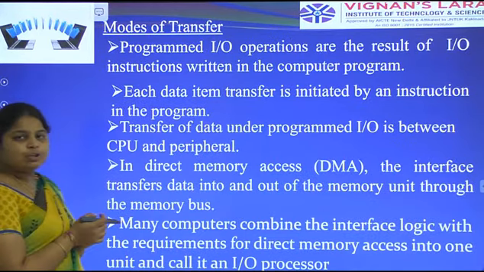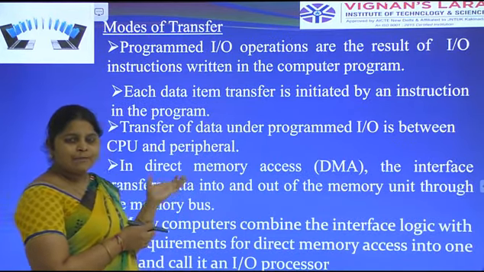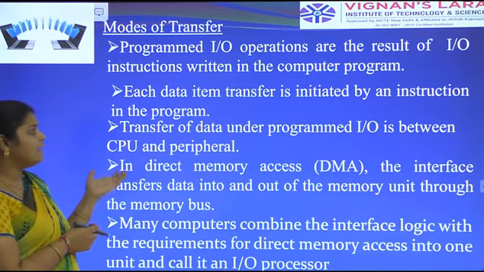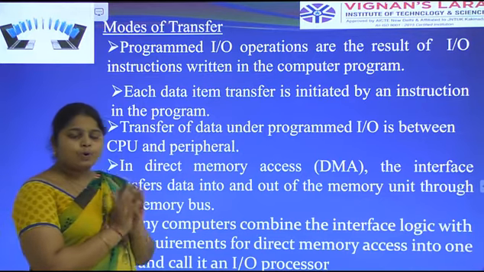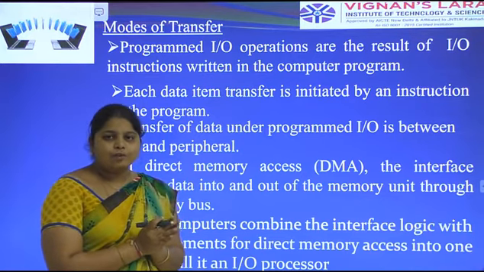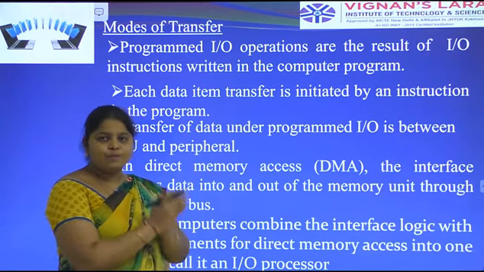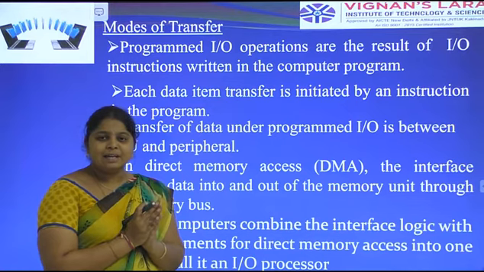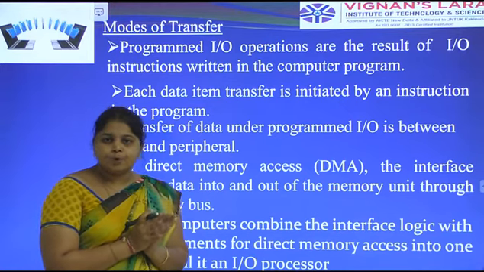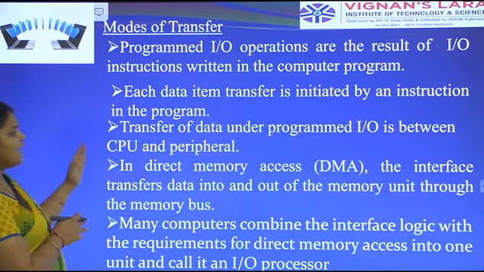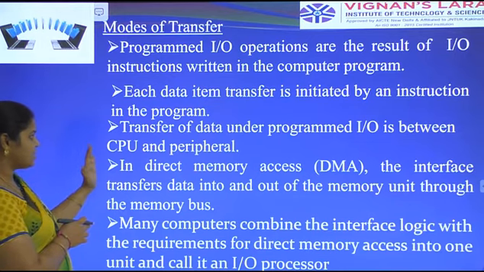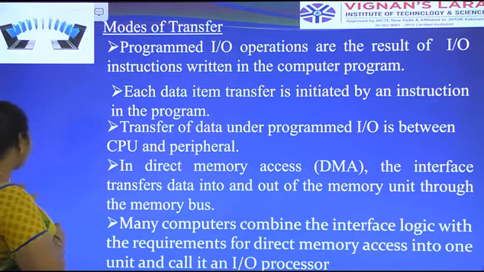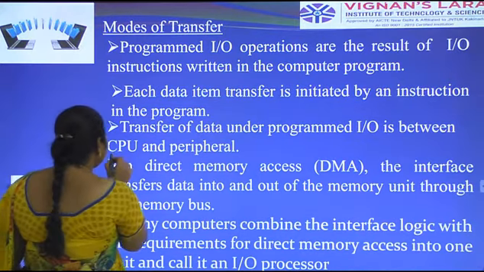Next, let us discuss programmed IO. Programmed IO operations are the result of IO instructions written in the computer program. What is programmed IO? Programmed IO transfers the information from IO devices to the memory. Here we have the block diagrammatic representation of programmed IO. Each data item transferred is initiated by the instructions in the program. Transferring of the data under programmed IO is between the CPU and peripheral devices.